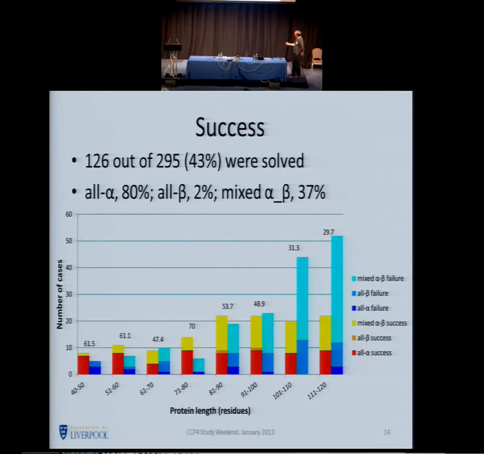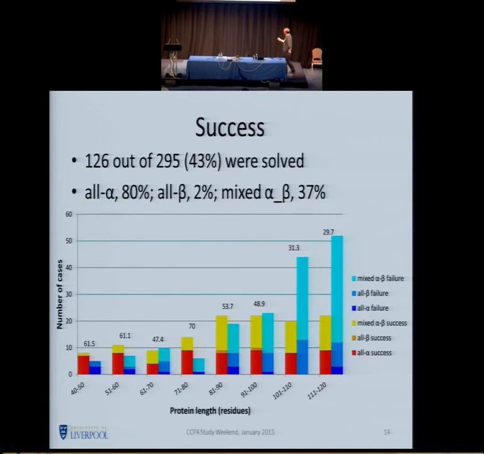Protein length also affects your likelihood of success. Up to about 100 residues, you stand around a 50-50 chance of being successful. Above that, all of a sudden, you get much more failure than you do success. The failures are the blue bars here, the different shades of blue, the red and the yellow are the successes.